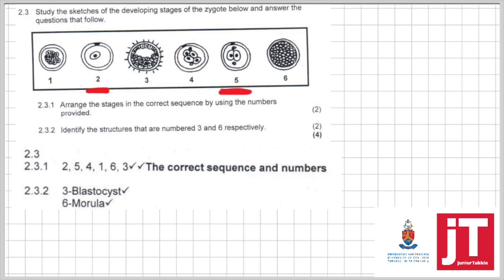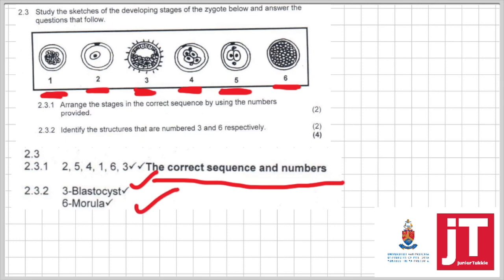So one cell doubles to 2, then to 4. Then many cells is 1. Then you have your morula, and 3 your blastocyst. So here they wanted the correct sequence and the numbers, all for 2 marks. 2.3.2. What is 3? 3 we know is the blastocyst, and 6 is the ball of cells, the morula. A nice question as well.